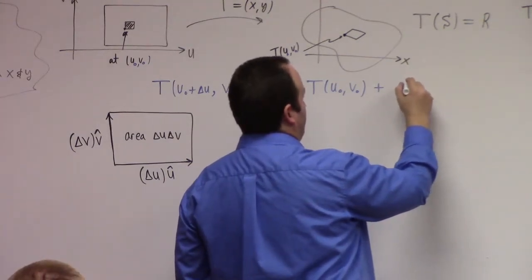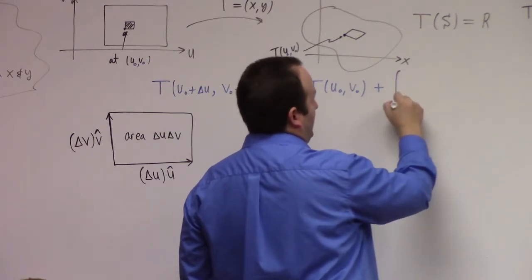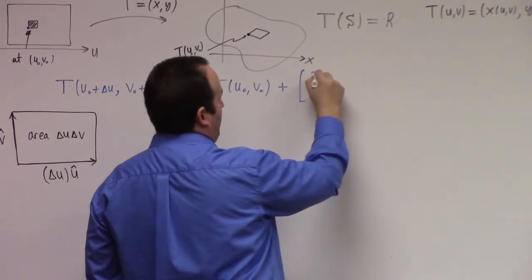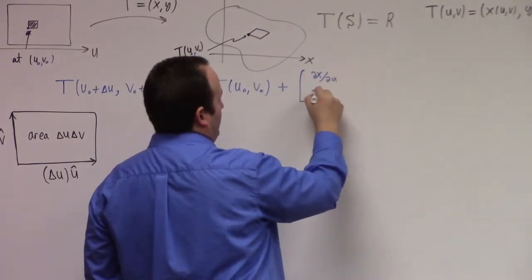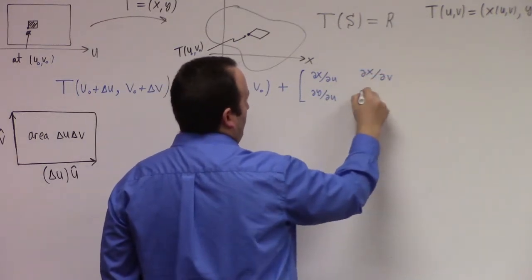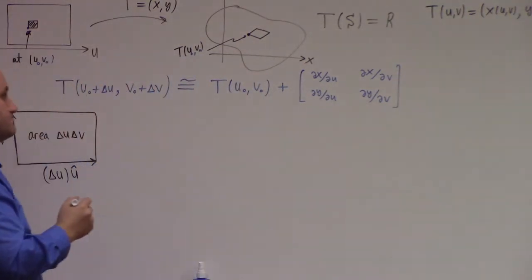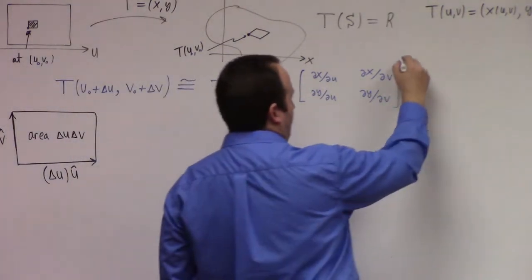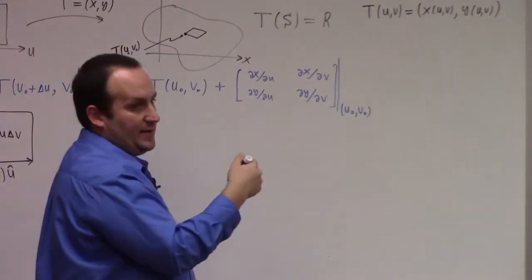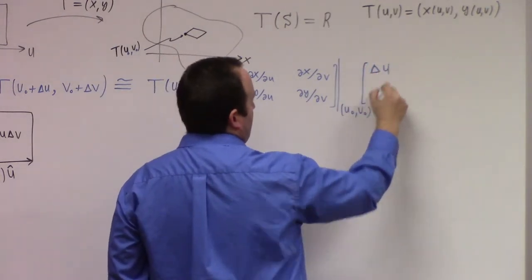Well, let me be more explicit. It's specifically the matrix with entries partial x partial u, partial y partial u, partial x partial v, partial y partial v. That matrix, evaluated at the point (u naught, v naught) that we're thinking about, times this column vector, delta u, delta v.